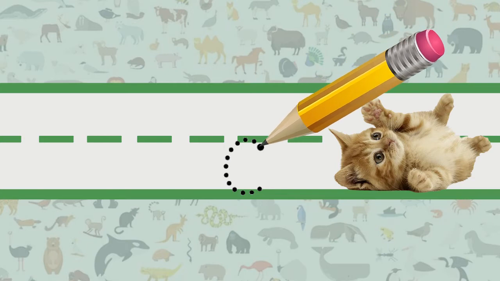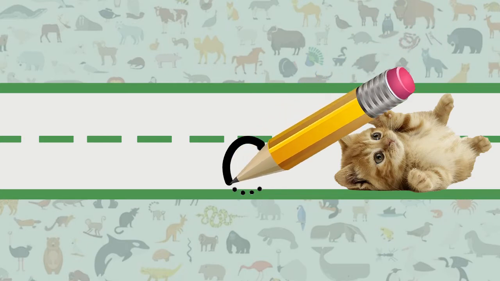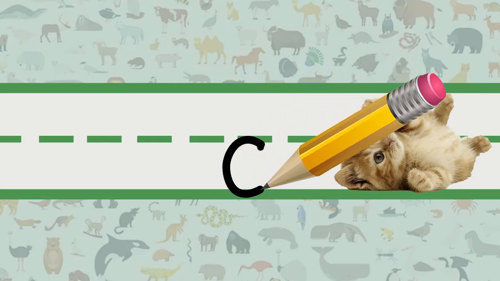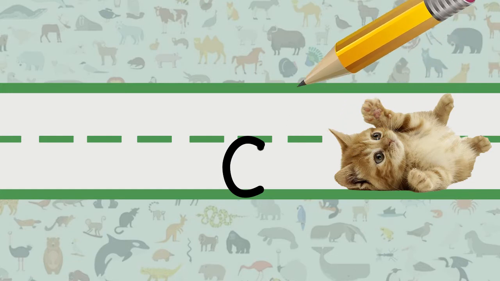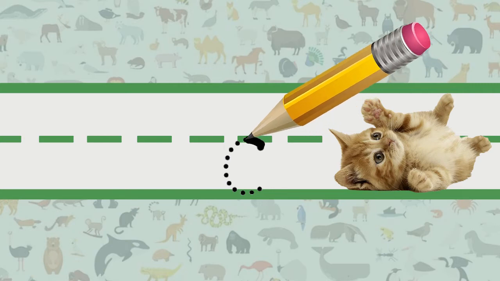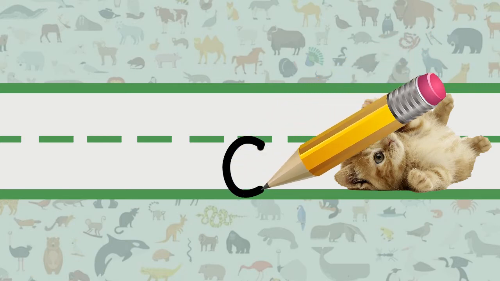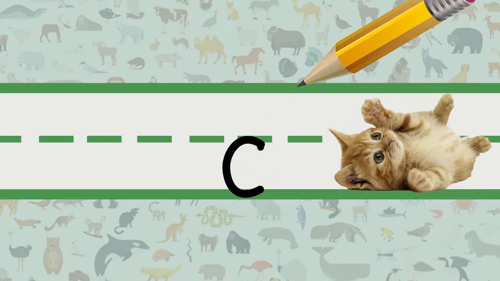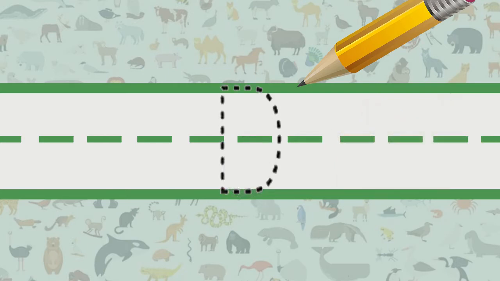Start in the middle and draw a curved line down to the bottom. Good job! Let's do that again. Start in the middle and draw a curved line down to the bottom. Good job! Now let's write the letter D.